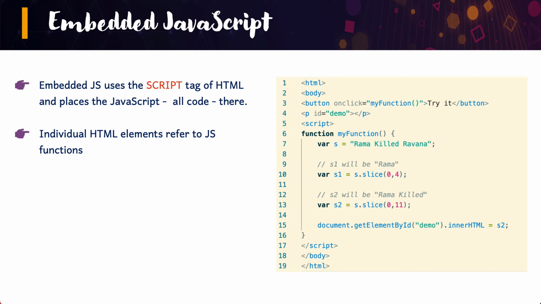Individual HTML elements refer to JavaScript functions, just like how we did it in line number 3. Now the problem with this is we are never dealing with a single HTML page. Each website will have hundreds of pages. We really want all the JavaScript to be same. However, in this mechanism, we are duplicating the same JavaScript code in every HTML page.